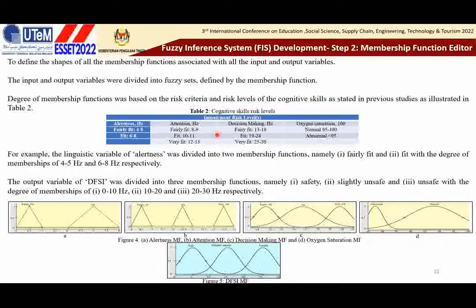For example, the linguistic variable of alertness was divided into two membership functions, namely fairly fit and fit, with the degree of 4 to 5 Hz and 6 to 8 Hz respectively. And for the output variable, the DFSI was divided into three membership functions, namely safe, slightly unsafe, and unsafe, with the degree of membership of 0 to 10 Hz, 10 to 20 Hz, and 20 to 30 Hz respectively. Figure 4 and figure 5 show the membership functions of the input variables and the output variable.